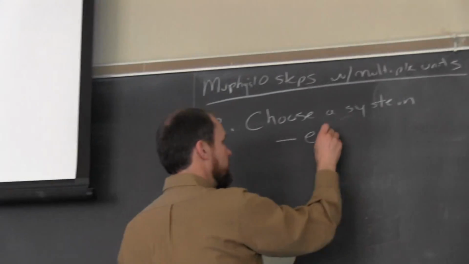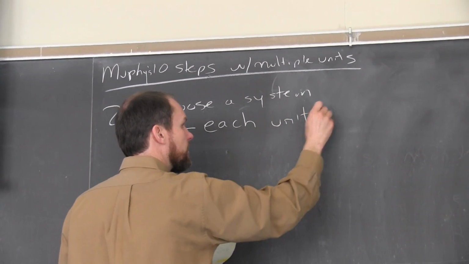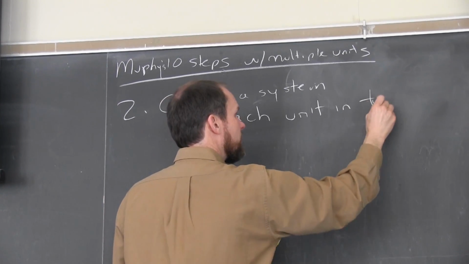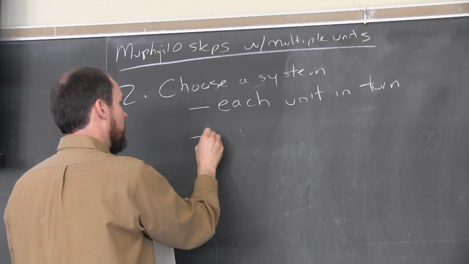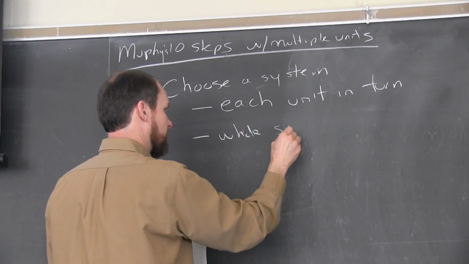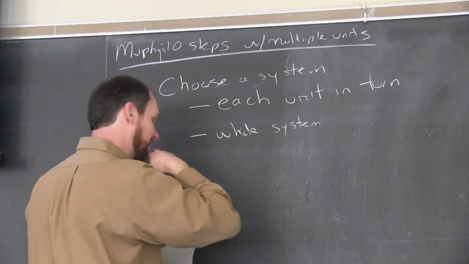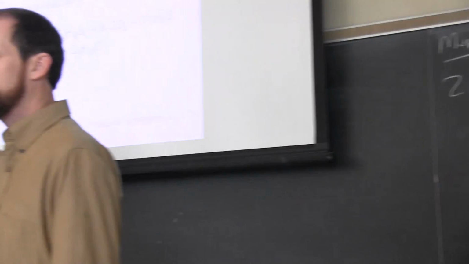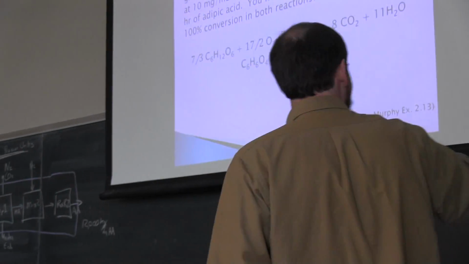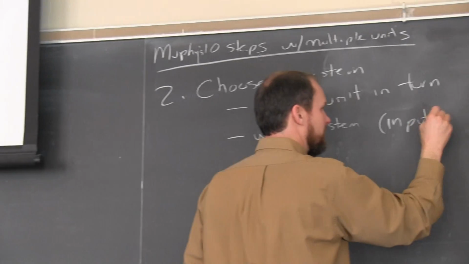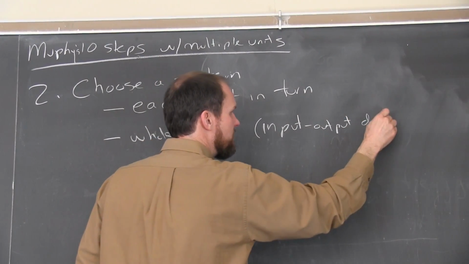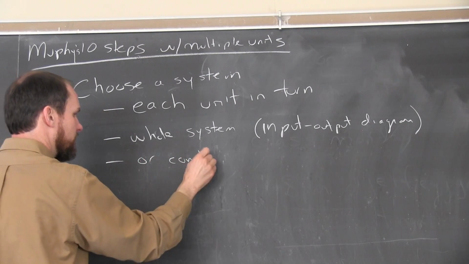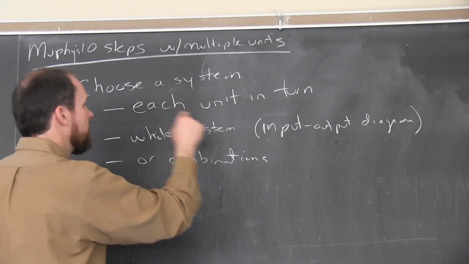Often my choices are each unit in turn. We could just do one at a time, or we could do the whole system. Which is really equivalent to, if we draw one box and just show all the inputs and all the outputs, what do we call that? That's an input-output diagram, which we've done before, and they're usually easier to do. Or we can do combinations. We do each unit in turn.